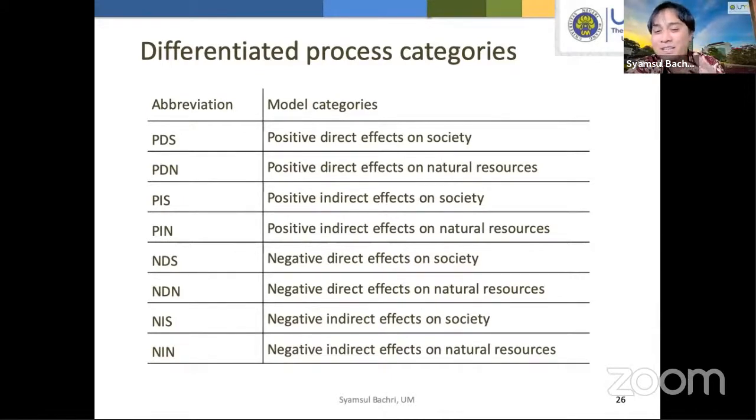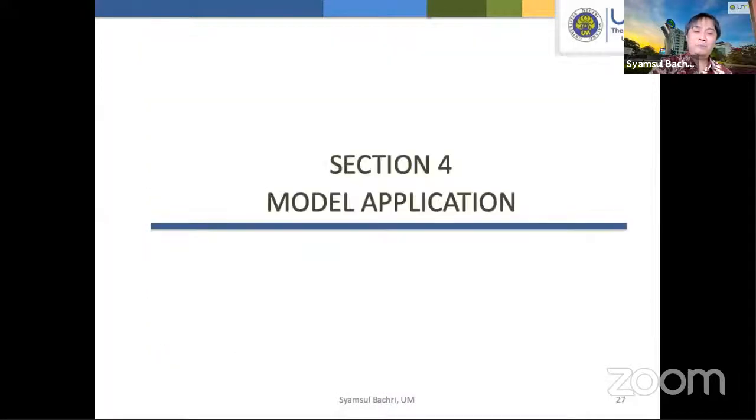You can consider this table: there is a lot of positive in this area, even if it's direct or indirect. Oh no, we cannot develop sustainable development. Why? Because there is a lot of negative compared with positive. So that is how we use this one. Now we try to apply this model. Okay.